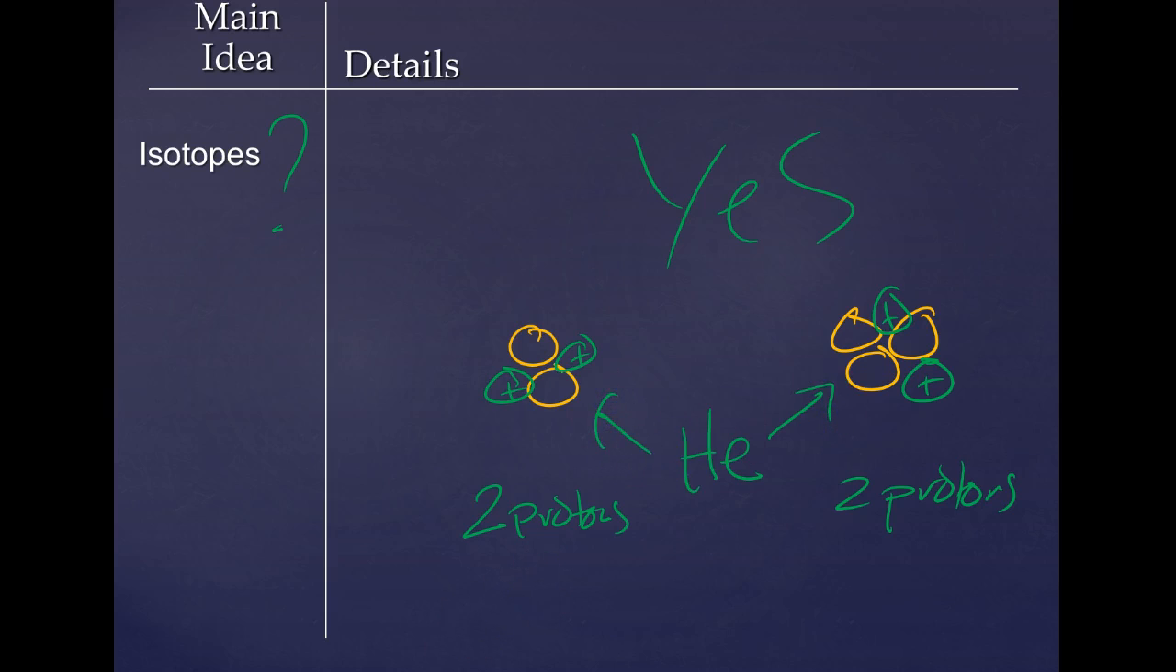They are isotopes of helium because they have different numbers of neutrons. This one over here has 2 neutrons and this one has 3 neutrons. These are isotopes of helium. 2 helium atoms, different numbers of neutrons.